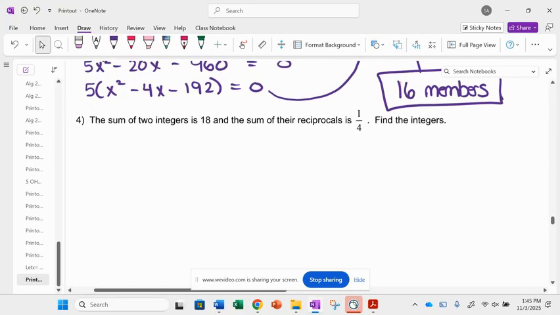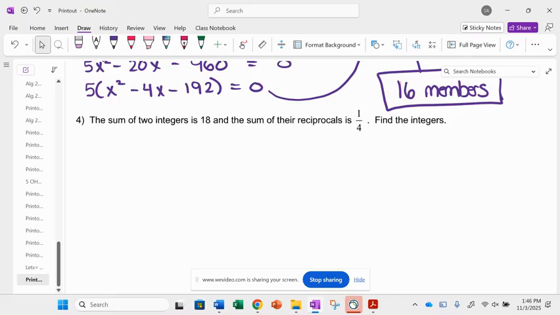Okay, number 4. I'm going to stress this right now, and it will still happen that somebody on the test will set up a system of equations. This whole test will only be in one variable. If you set up a system of equations for any of the problems, I will not give you credit for it. This must be in one variable the whole entire test, no systems of equations.